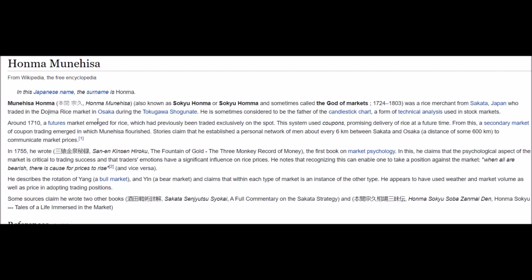Munehisa Homma wrote a book. He was referred to sometimes as the god of markets. He was a rice merchant from Sakata, Japan, and he wrote a book called The Fountain of Gold, the Three-Monkey Record of Money. And in today's dollar amounts, it was estimated that he was worth approximately $10 billion.